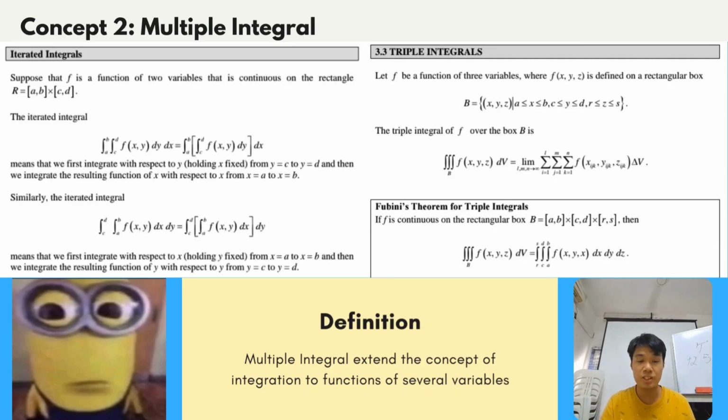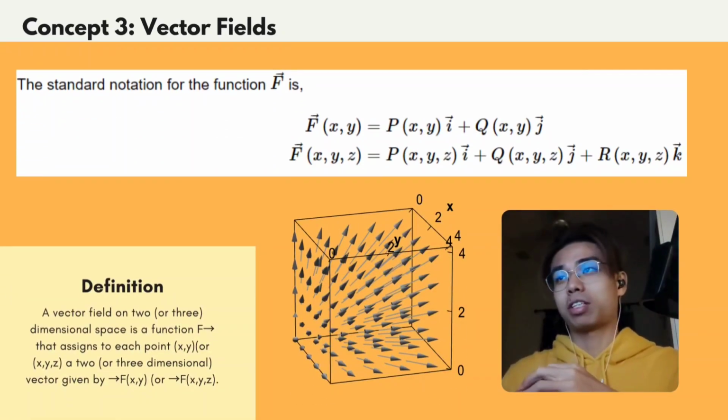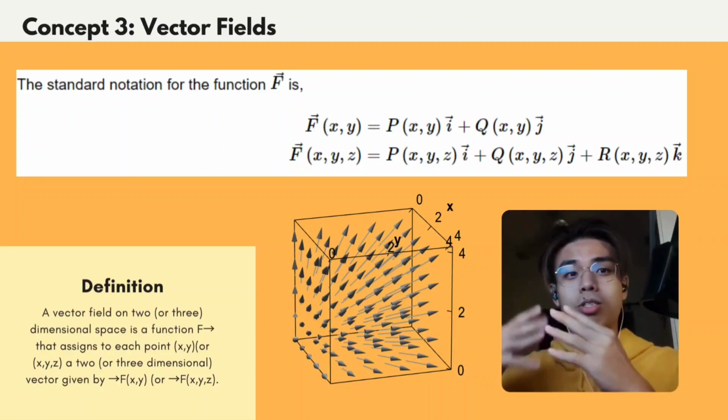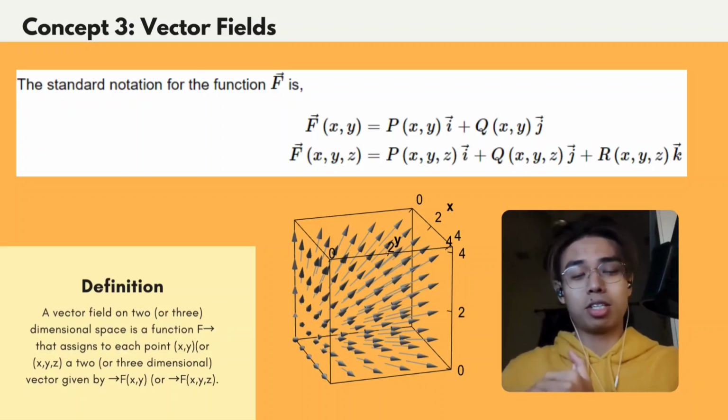These key concepts is crucial for applications in many fields, especially engineering, as we will see later in the example questions. Now let's move on to the third concept, which is vector fields. By definition, a vector field on 2 or 3-dimensional space is a function F that assigns to each point (x, y), or (x, y, z) which is 3-dimensional, a 2 or 3-dimensional vector given by F(x, y) or F(x, y, z).